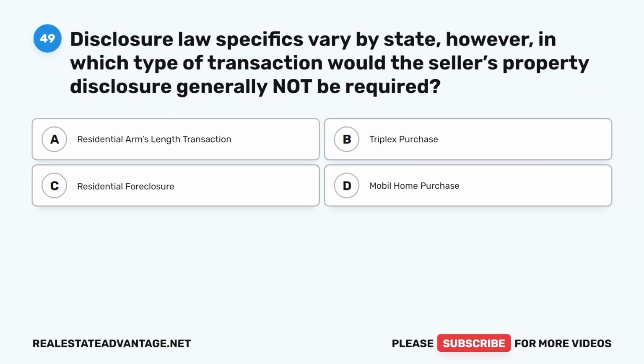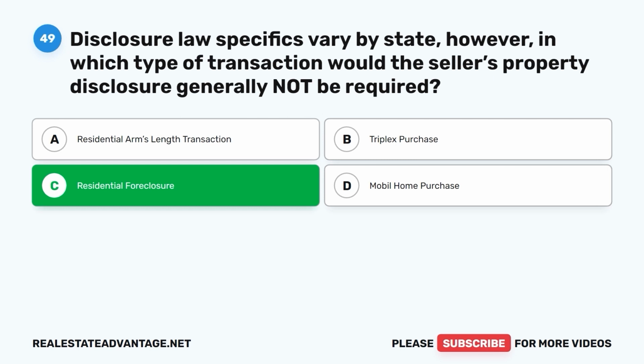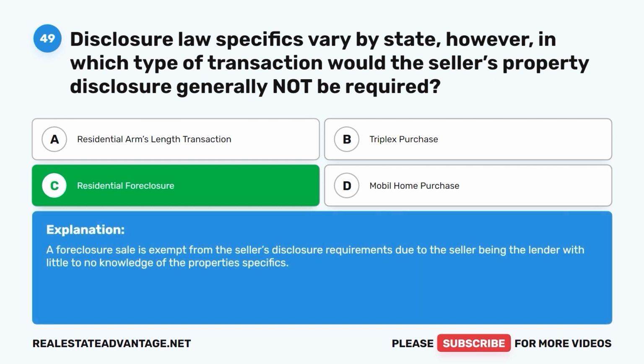Question 49. Disclosure law specifics vary by state. However, in which type of transaction would the seller's property disclosure generally not be required? A. Residential arm's-length transaction. B. Triplex purchase. C. Residential foreclosure. D. Mobile home purchase. The correct answer is C. Residential foreclosure. A foreclosure sale is exempt from the seller's disclosure requirements due to the seller being the lender with little to no knowledge of the property's specifics.